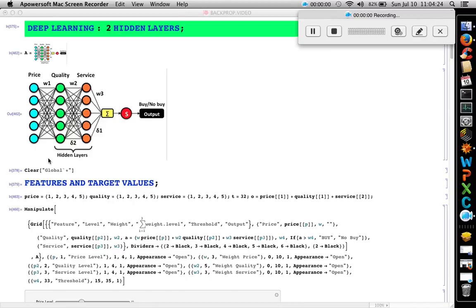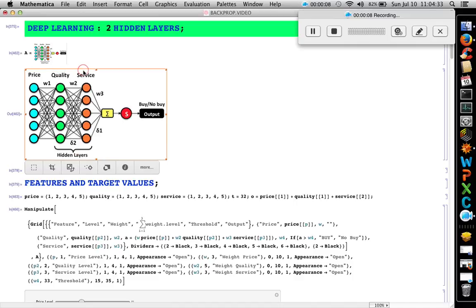This video is a neural network with three features, two hidden layers, quality and service, the sum of outputs, the sigmoid function, and the output that is going to be buy or no buy according to a target. Features and target values are randomly initiated.